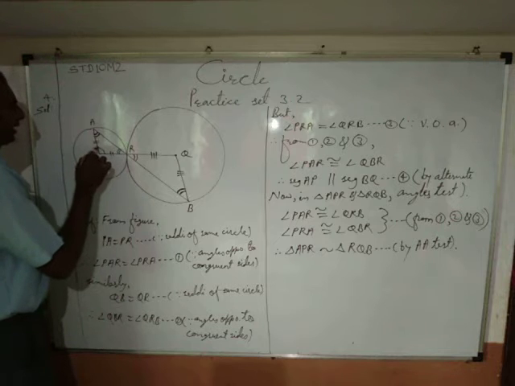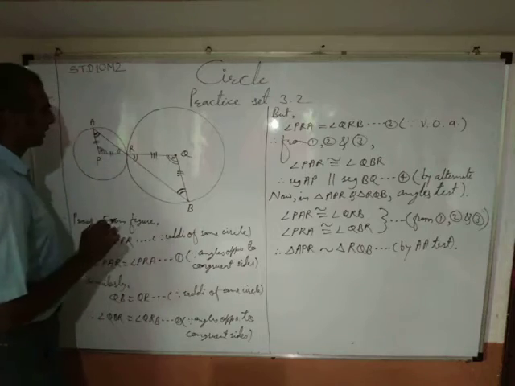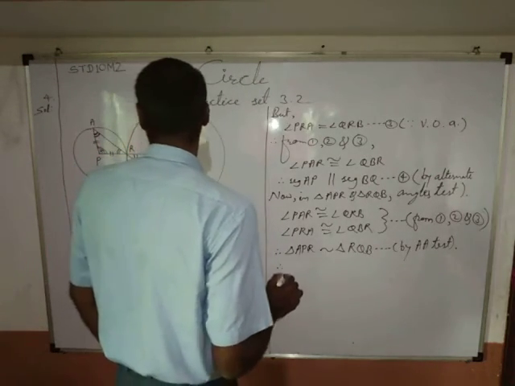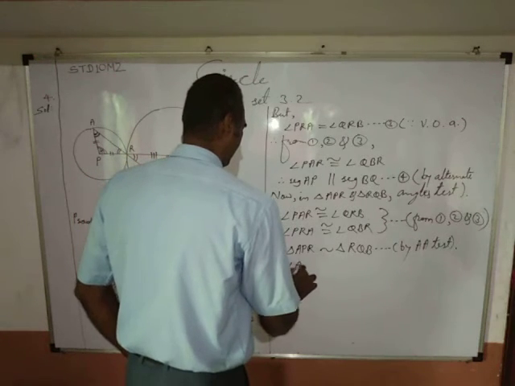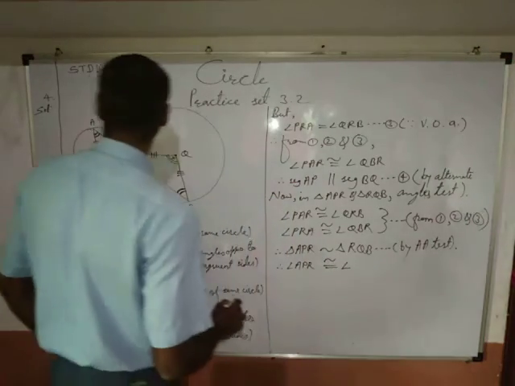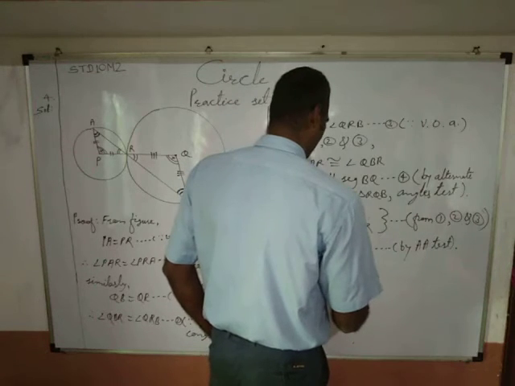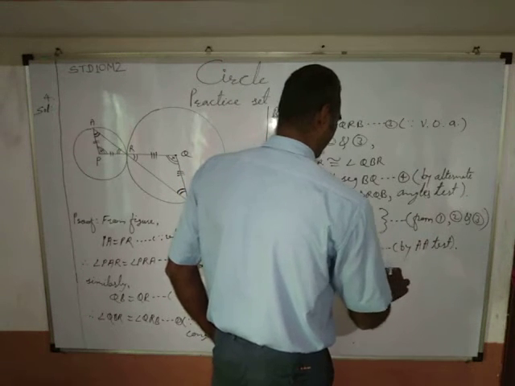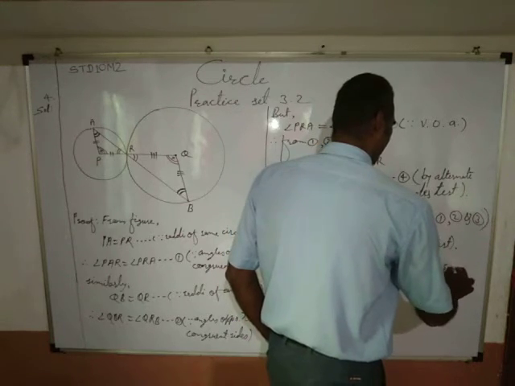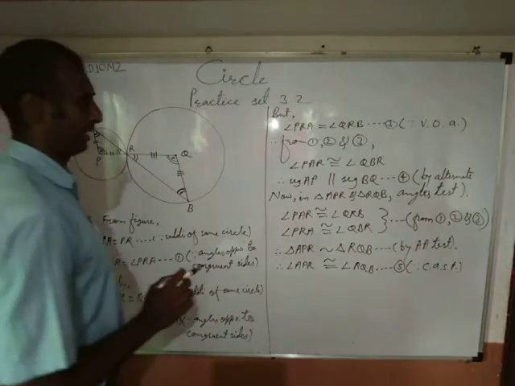Let's declare here this pair of corresponding angles congruent with each other, and therefore angle APR is congruent with angle RQB. Equation fifth, since corresponding angles of similar triangles.